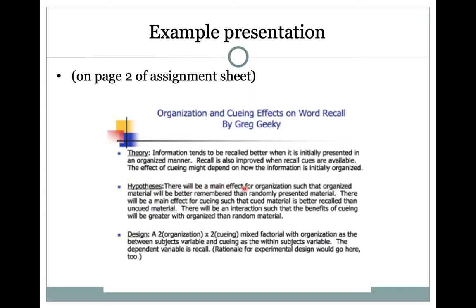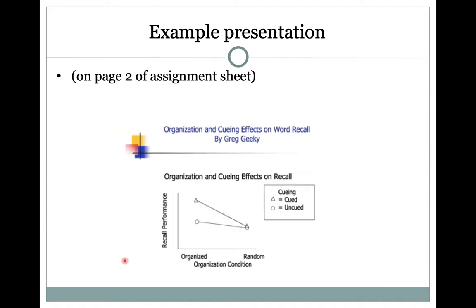There will be a main effect, such that, and then describe the main effect. There will be a main effect, describe it, and then there will be an interaction. So you have 3 potential effects: main effect 1, main effect 2, and the interaction. All of those need to be described, along with their direction. Not just "there will be a main effect" and nothing else; you need to describe what that means. And lastly, design: a 2 organization by 2 cueing mixed factorial design, and the rationale for your experimental design will go here too.